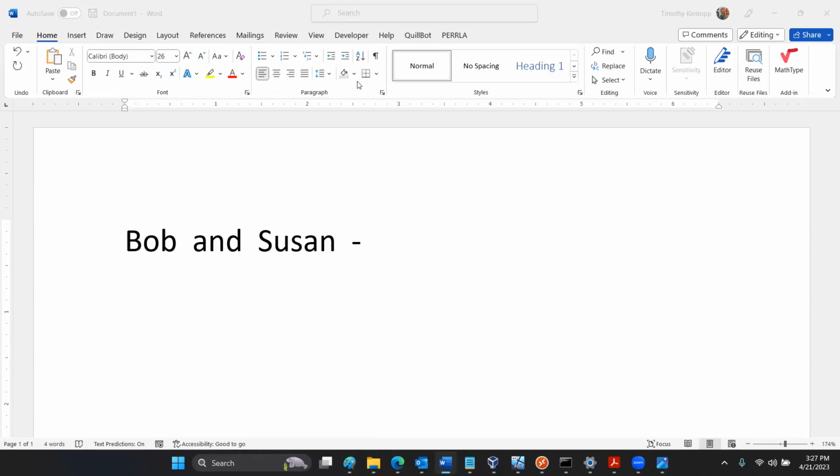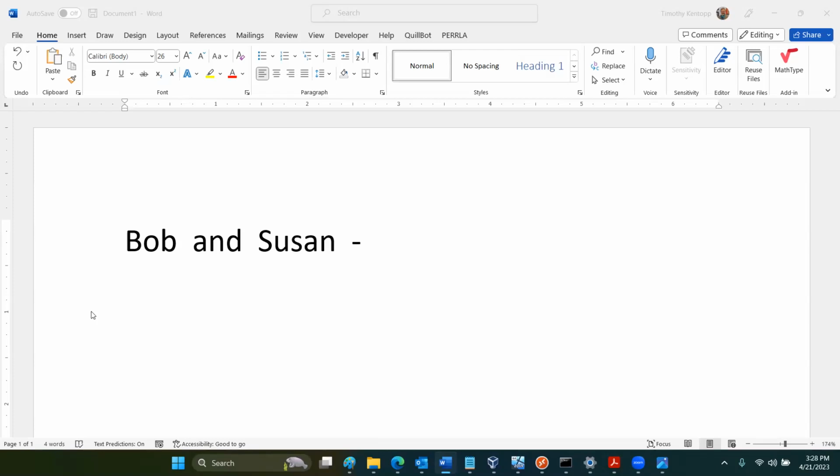So Bob has a public key and Bob has a private key. And Susan has a public key and a private key, okay? So Bob has his own private key and his own public key. And those two keys are not the same, but similar. They're related, they're complementary.